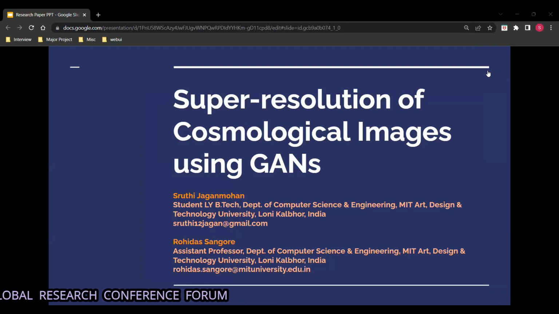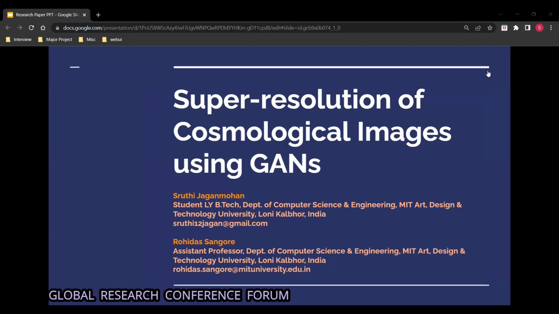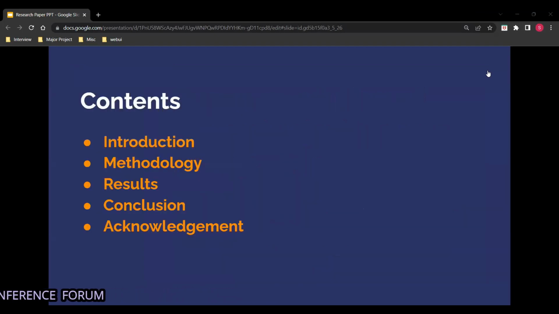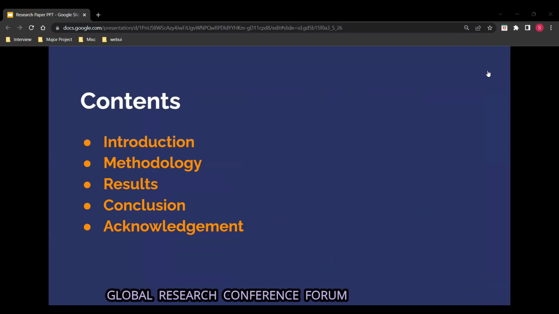The title of our paper is Super Resolution of Cosmological Images Using GANs, GANs being generative adversarial networks. The flow for today's presentation is as follows: introduction, methodology, results, conclusion, and acknowledgement.